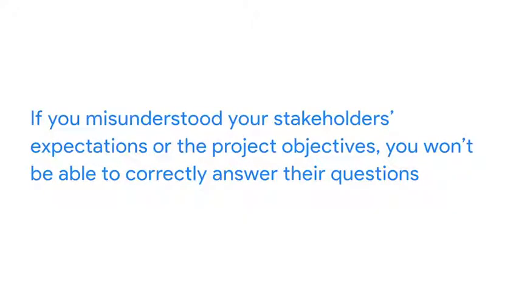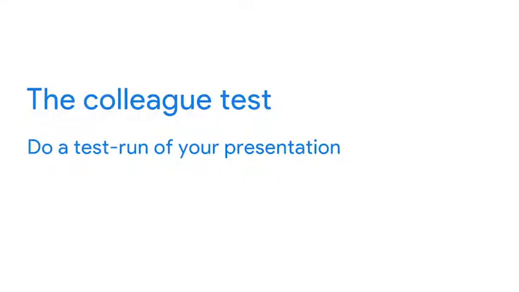At the end of the day, if you misunderstood your stakeholders' expectations or the project objectives, you won't be able to correctly anticipate their questions. So think about these things early and often when planning for a Q&A. Once you feel confident that you fully understand your stakeholders' expectations and the project goals, you can start identifying possible questions. A great way to identify audience questions is to do a test run of your presentation.